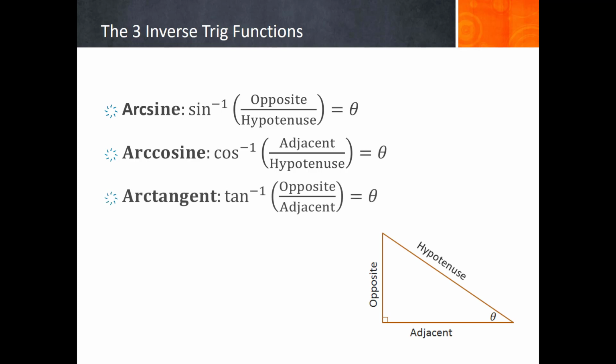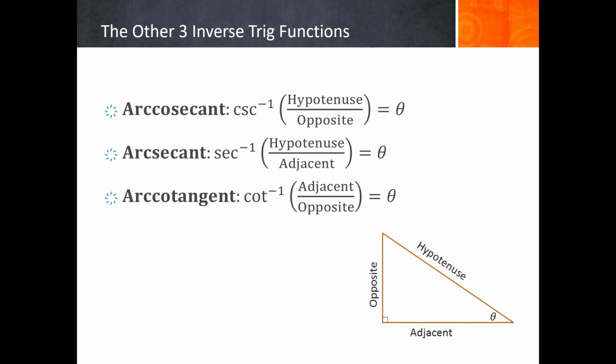And again, same thing for arc tangent. So inverse tangent of the ratio of the opposite over the adjacent side will tell you what that angle has to be to give you that opposite and adjacent side. Okay, so it's just flipping around the inputs and the outputs for our trig function. So remember, with our inverse trig functions, we're putting in the sides, we're getting out the angle. So the answer to an inverse trig function is always going to be an angle.